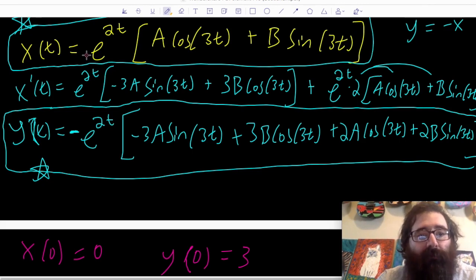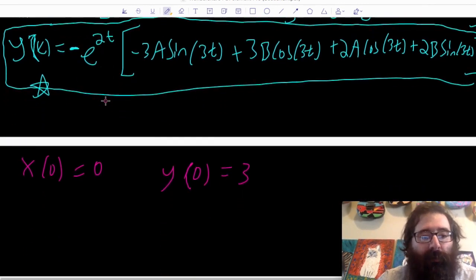So let's work with our initial value here for x. X at 0, so I want to plug 0 in.